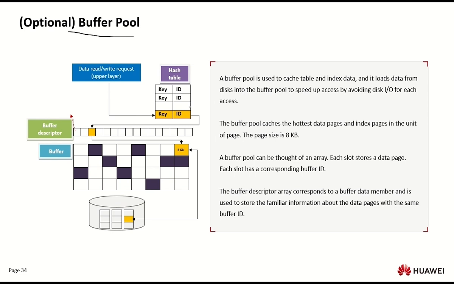Buffer pool. The buffer pool actually has two things. The first thing is that it has an ID. Also, it has a data block. The data block is just a copy of the data block in a data file.